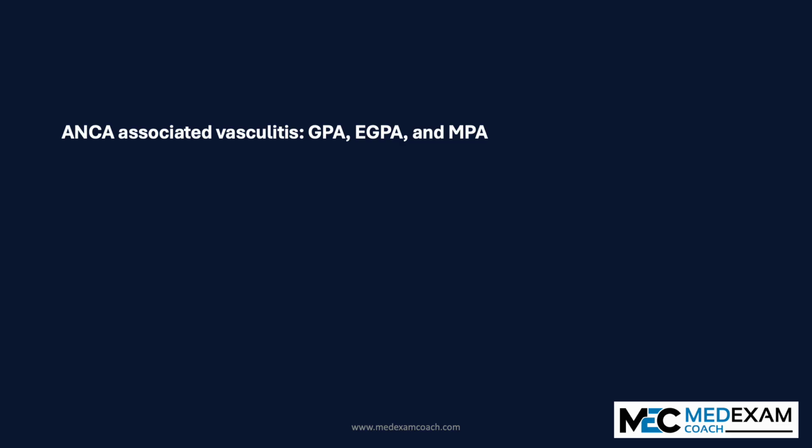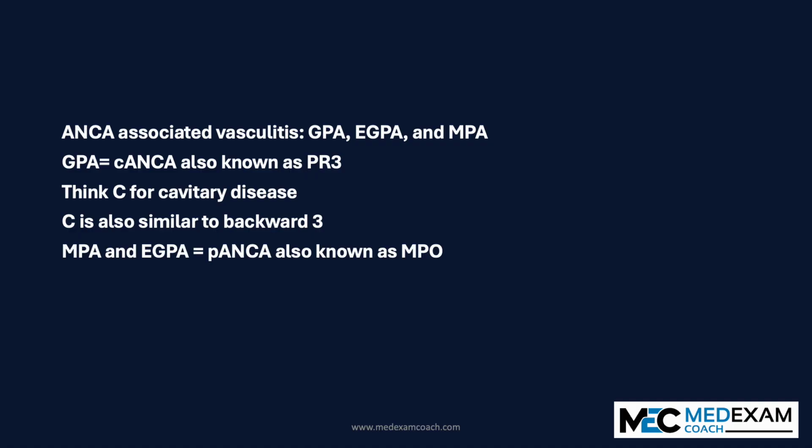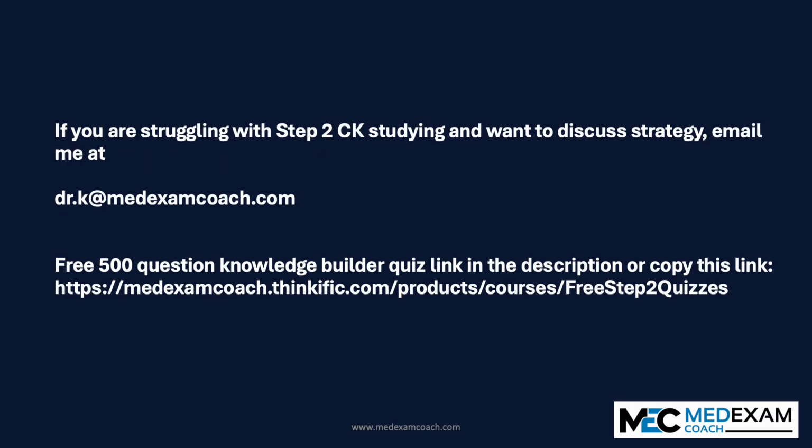EGPA, and MPA. GPA goes with C-ANCA, which is also known as proteinase 3. A good mnemonic to remember that is C for cavitary disease, and C is also similar to a backward-appearing 3. So C-ANCA goes with proteinase 3, and it only goes with GPA. That means that EGPA and MPA go with P-ANCA, and P-ANCA is the same as myeloperoxidase, or MPO. And so this is basically it for vasculitides.